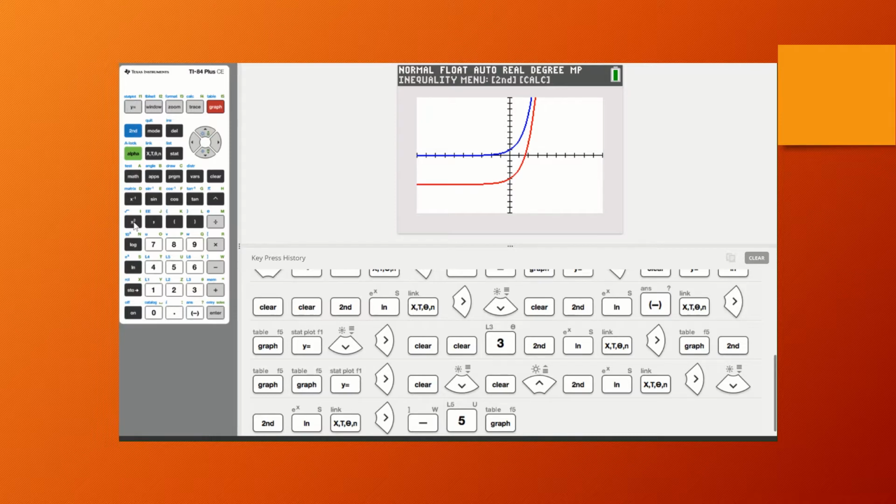Also, again, I could use the e above the division symbol, and then I'd have to do the caret x, or I can save myself that by simply hitting second ln, and it's going to bring up the exponential of the natural base.